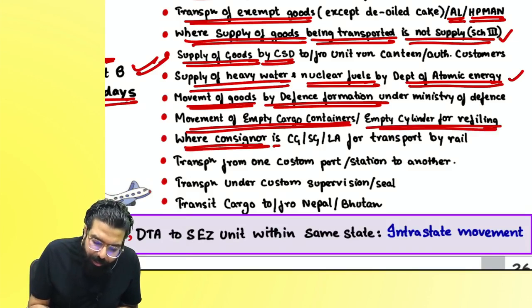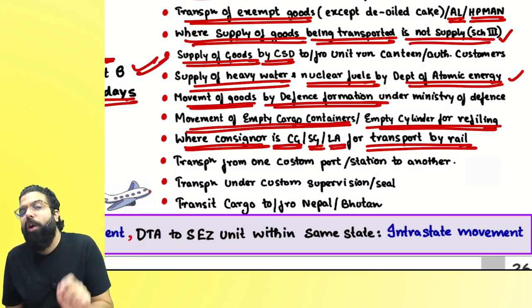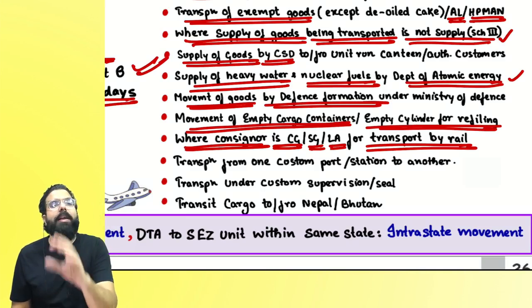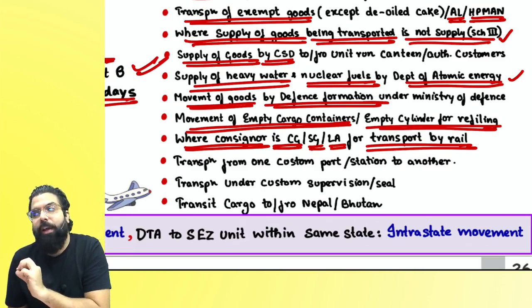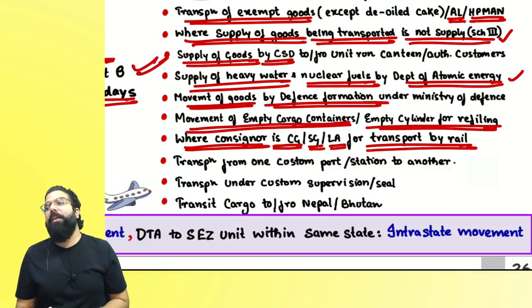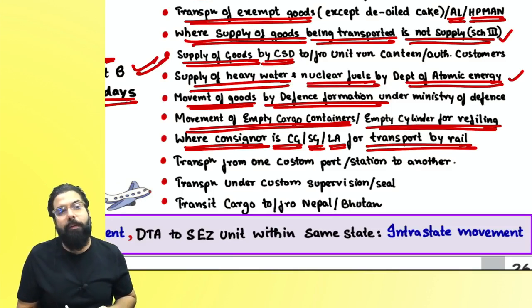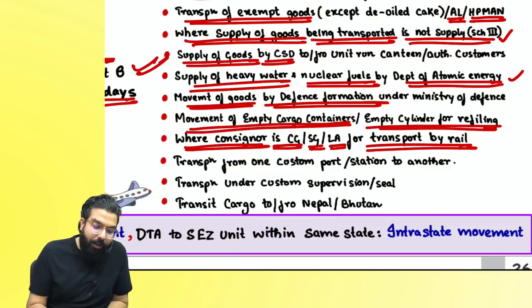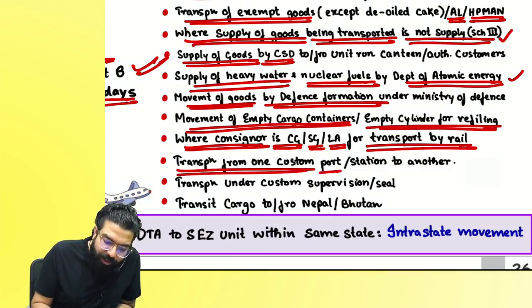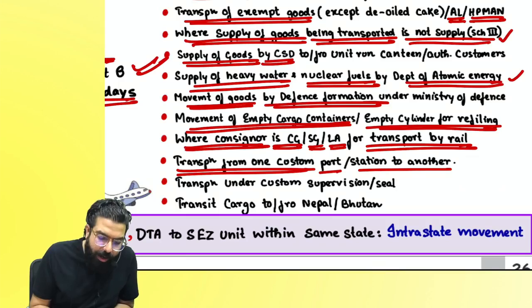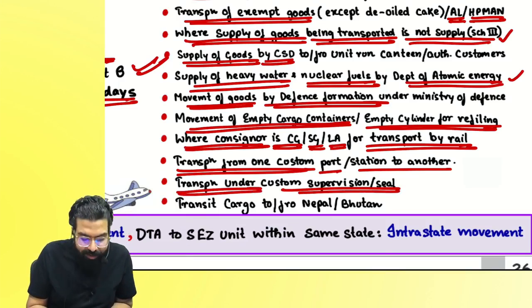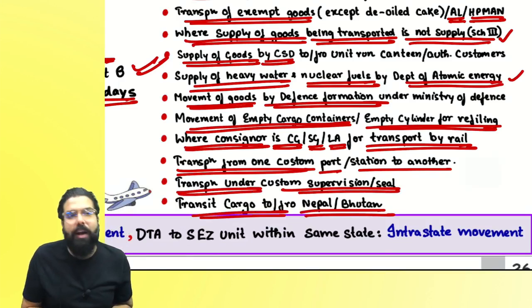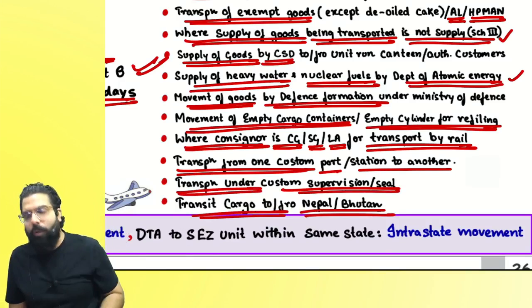When the consignor is the central government, state government or local authority transporting by rail, always remember, when the government is transporting by rail, an e-way bill is not required, but only in the case of rail. If the government is transporting by any other mode, then an e-way bill will be required. Then, transportation from one customs port station to another also does not need an e-way bill. Transportation under customs supervision or seal also does not need one. If it is transit cargo to or from Nepal and Bhutan, then also an e-way bill is not required.